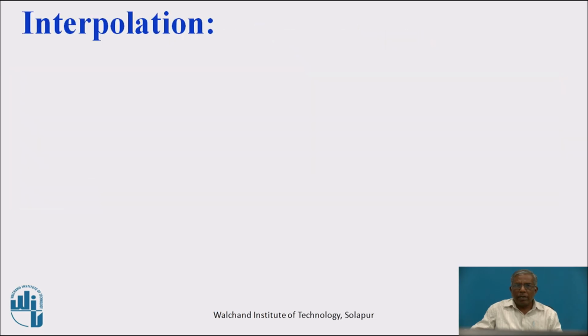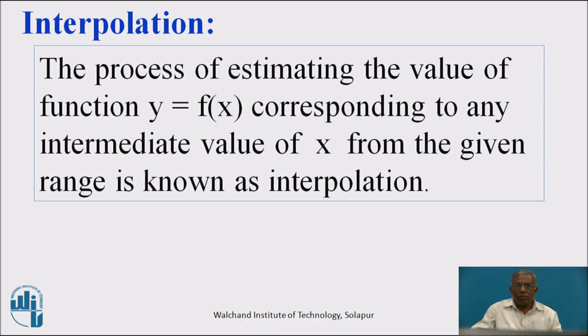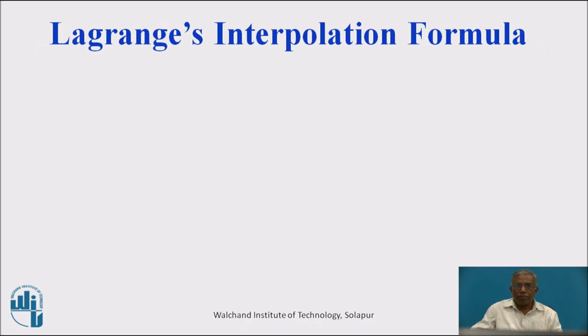Now, what is meant by interpolation? The process of estimating the value of the function y equal to f of x corresponding to any intermediate value of x from the given range is known as interpolation. Now let us start with Lagrange's interpolation formula for a set of n points.